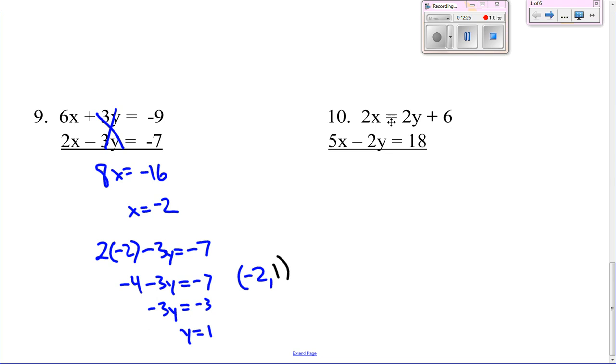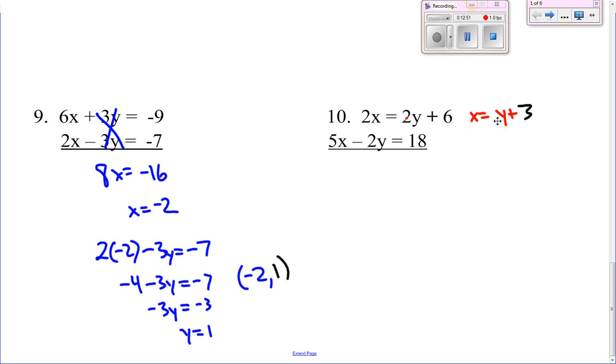Okay, last one. Now, if you look at the example above, you might think that we should just subtract this 2y over to get it all on the same side. But if we divided by the 2 to get the x by itself, see how 2 goes into here and here? It'll make it a cleaner problem. So we divide both sides by 2, you get x equals y plus 3.